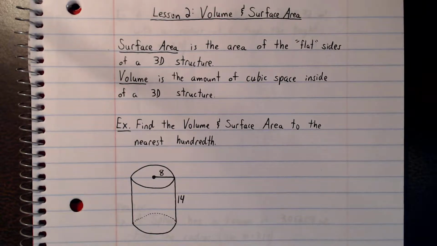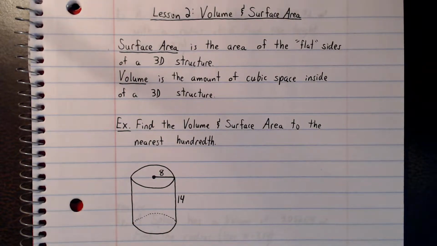Okay? If you go into the State House and you look up at the dome at the top of the State House, if you were to paint over that dome, it's not a flat surface, but it's still something that you could cover, and we consider that the surface area. Versus volume. Volume is the amount of cubic space inside of a 3D structure. So this means now that we're filling things up. Kind of like a cup filled with water. Okay, it's taking up three-dimensional space.